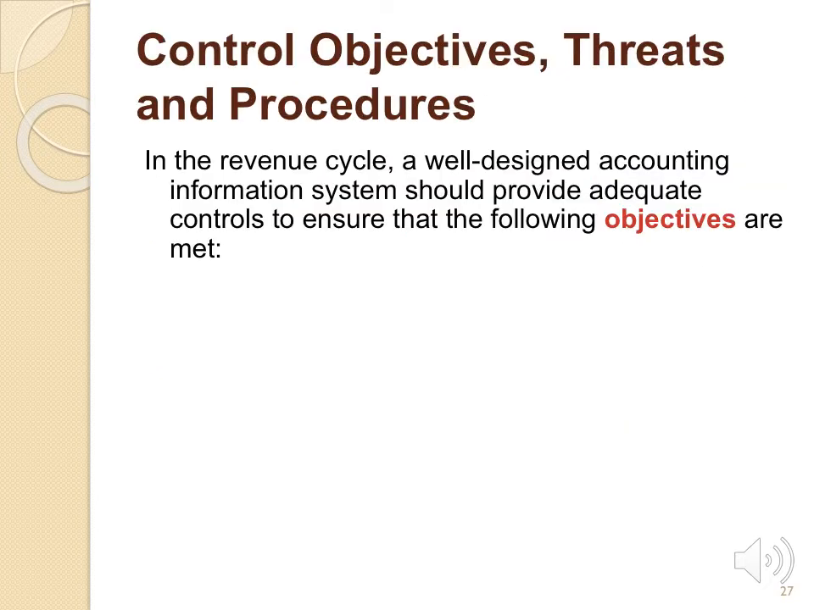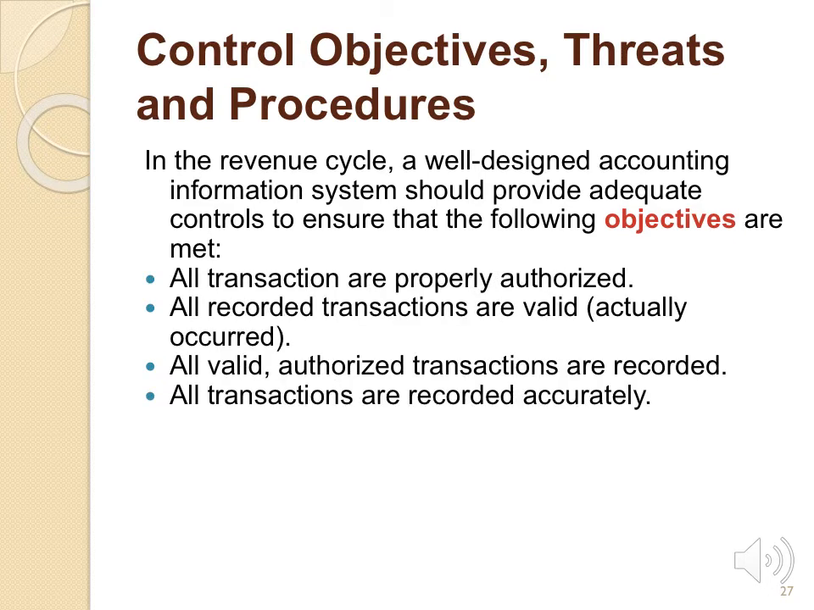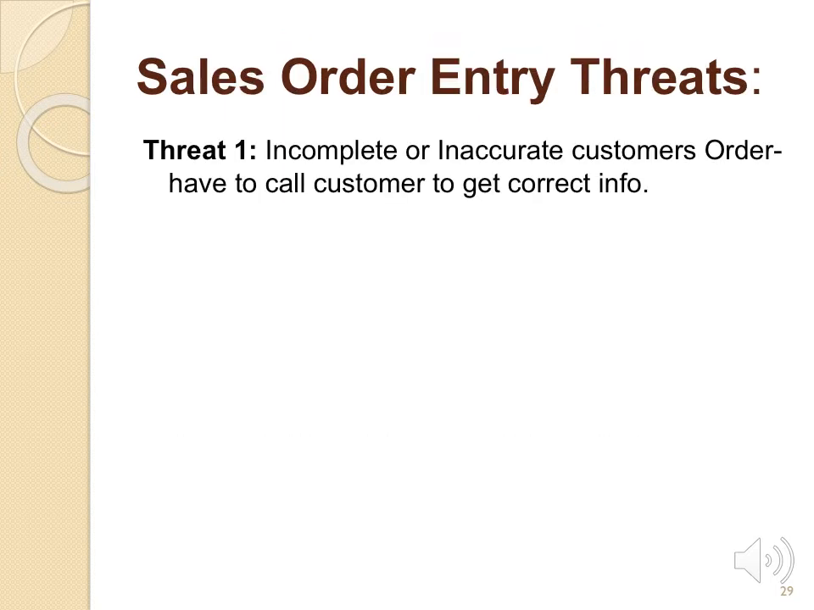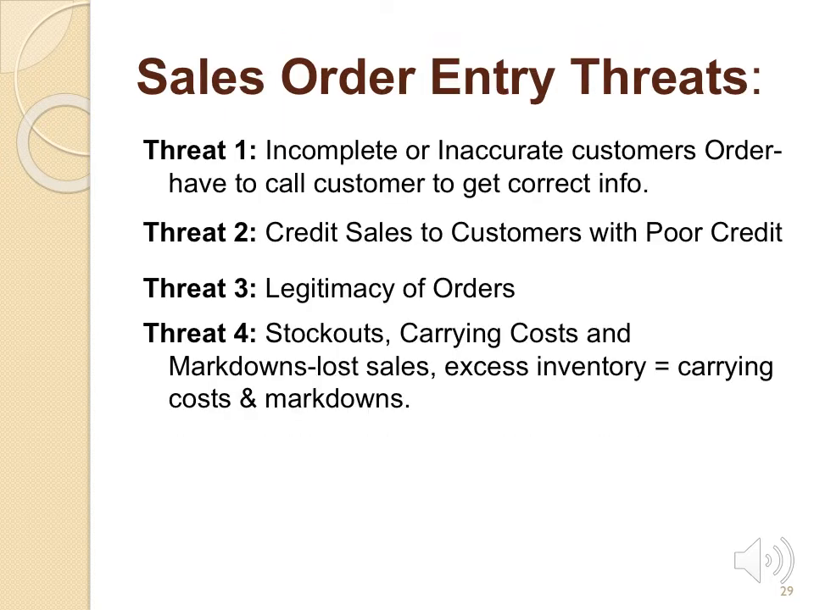All right, let's talk a little bit about control objectives in the revenue cycle, and the threats in each of these areas. So for sales order, we have some threats. Incomplete or inaccurate customer orders, where we have to call customers to get correct information. Credit sales to customers with poor credit. Legitimacy of orders, so it looks like some of these orders are maybe through post office boxes, and they're not real. Stock outs, carrying costs and markdowns. Lost sales, and excess inventory, which means more carrying costs and markdowns.